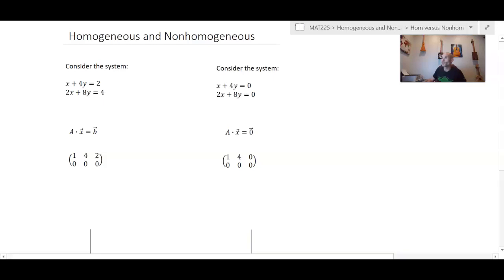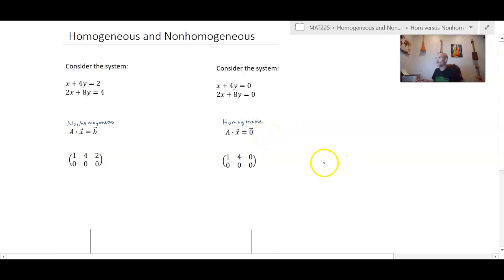called non-homogeneous. And I'm going to write this right here, non-homogeneous. And the system on the right, you'll notice, is the same set of variable relationships, x plus 4y and 2x plus 8y. The only difference is that the right-hand side, the constants, are both 0. And when that occurs, you have what's called a homogeneous system.